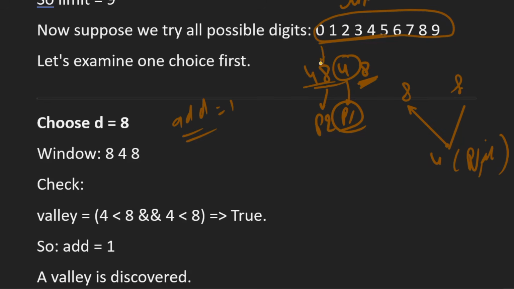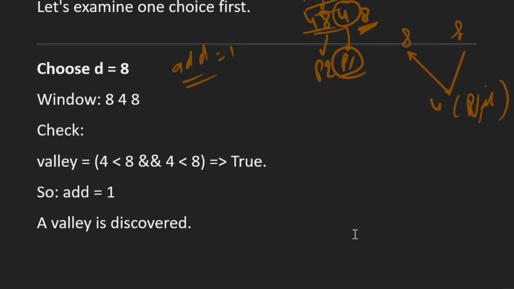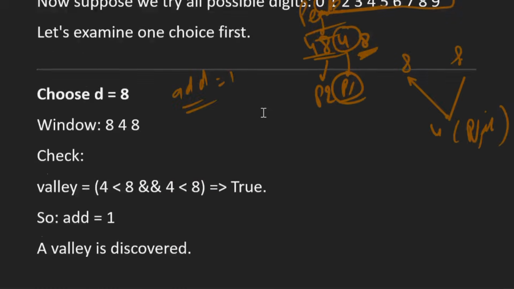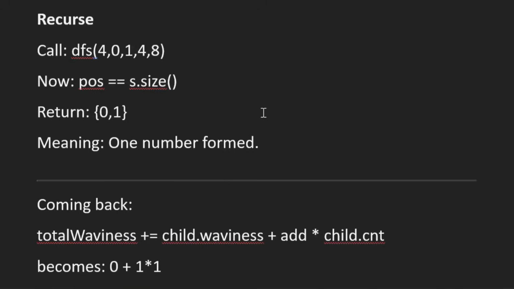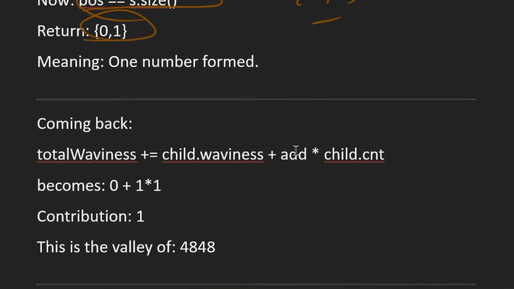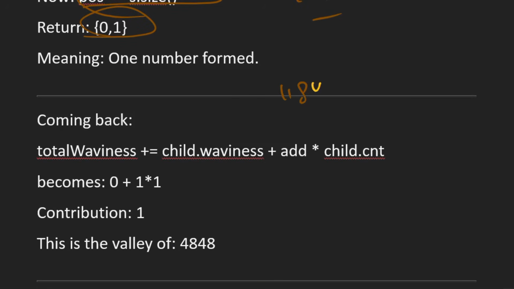So if you see, that peak is also present in the child, right? So we have discovered a value in 4848, right? So we can't move further, because there is no child left, right? If we move further, we get position equal to size. That means we return zero waveness and one child, right? So when we come back to 4848, we know this 4 was a valley and the value of add variable is 1.